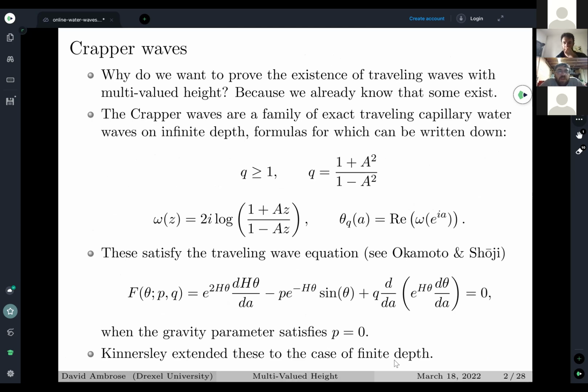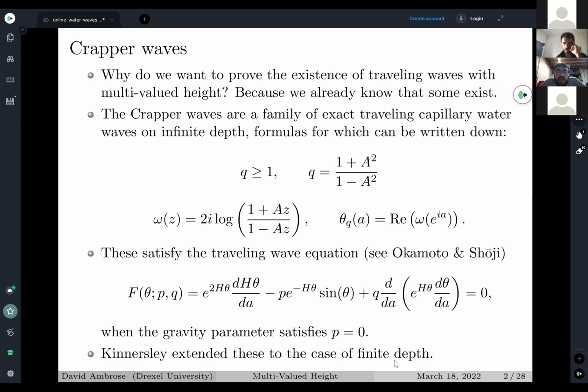So why are we concerned with proving the existence of traveling waves with multi-valued height? It's because we know they exist. We know they exist because Crapper was able to write down a formula for them. So Crapper waves are a family of exact traveling capillary water waves on infinite depth. Here I've given a formula for them. Theta would be the tangent angle. Theta q would be the tangent angle that the interface forms with the horizontal, subject to a certain parameterization.